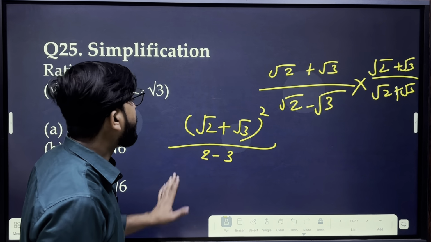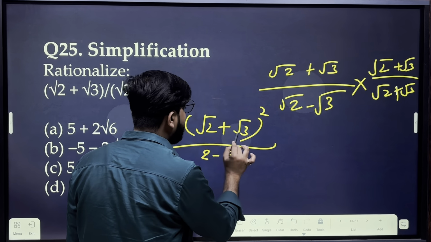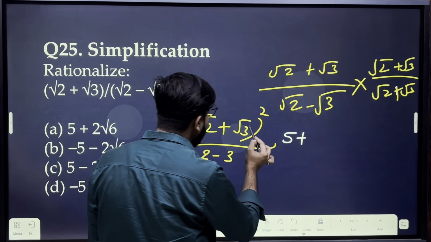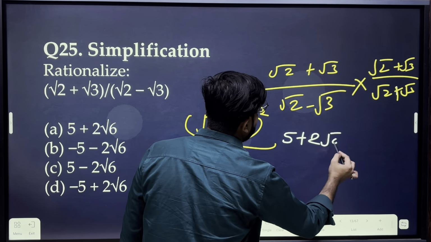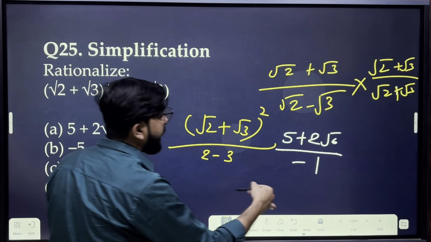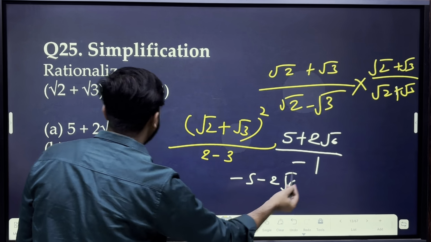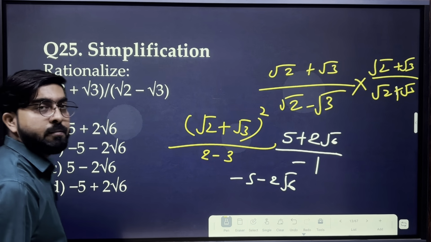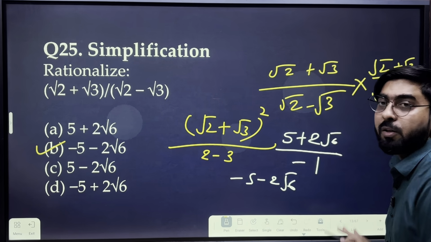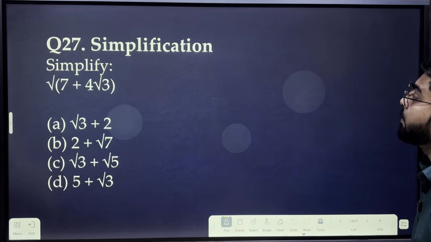Now what you are going to do is a square plus b square, that is 3 plus 2, 5, plus 2ab, which means 2 root 6, divided by 1. Now how do you see this? 5 plus 2 root 6. Don't do all these things. This is how you are going to solve it in the examination.